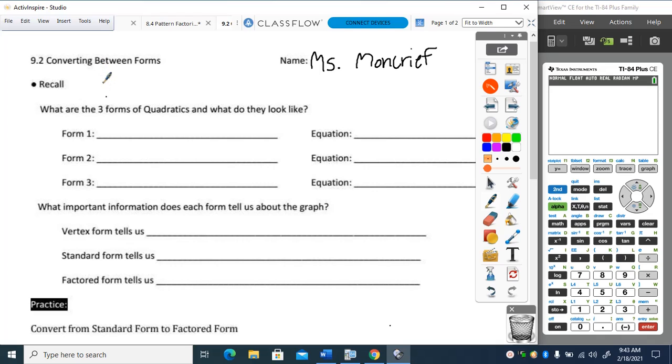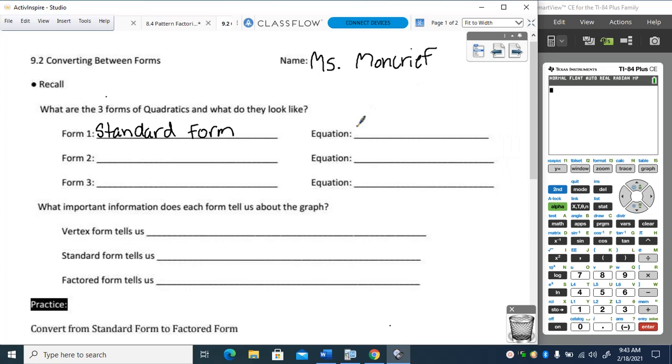We're going to look at converting between all of the forms, so in order to do that, let's take a quick review of what our forms are. We have our first one, which is going to be our what? Hopefully you're sitting there remembering one of them. It would be our standard form. So the standard form of a quadratic. Anybody remember the standard form of a quadratic? It is y is equal to ax squared plus bx plus c.